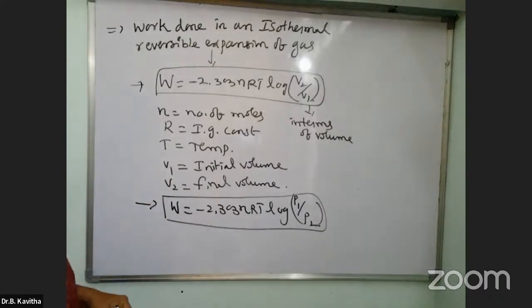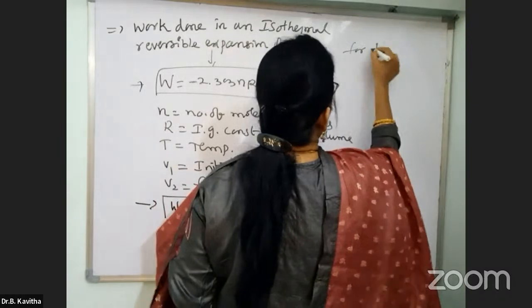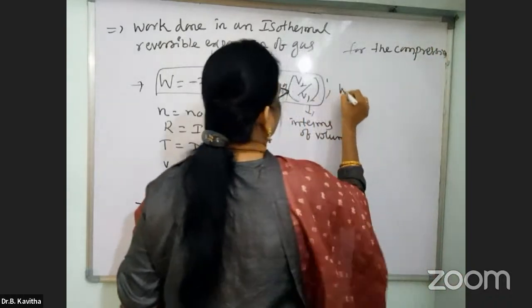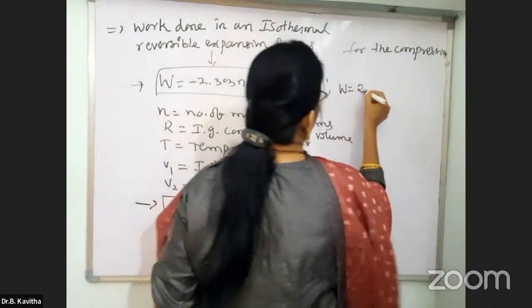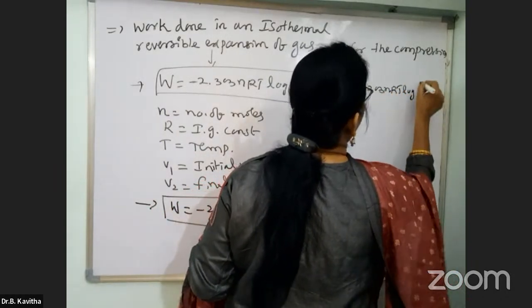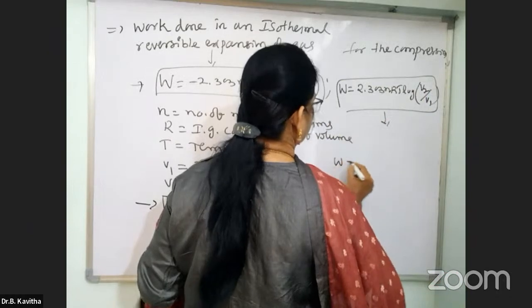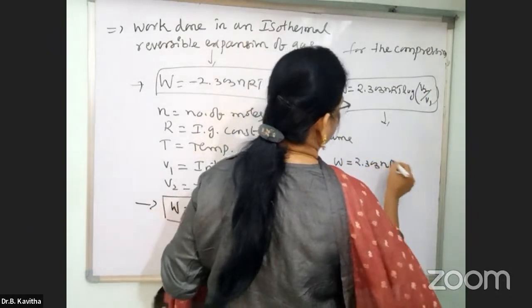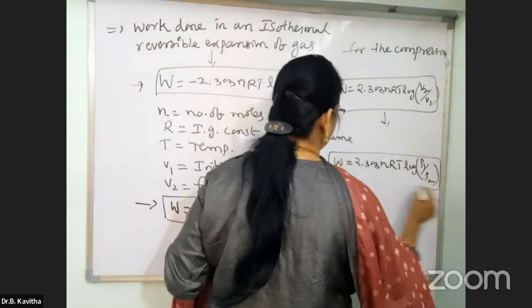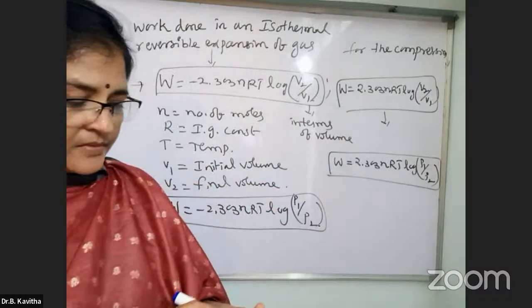This is for the expansion. For the compression, when the gas undergoes compression, W is equal to plus 2.303 nRT log V2 by V1, or you can write W is equal to 2.303 nRT log P1 by P2. Everybody, remember these equations, which are very important for the entrance purpose. Directly, they may ask you about the equations in the exam. Okay, now?